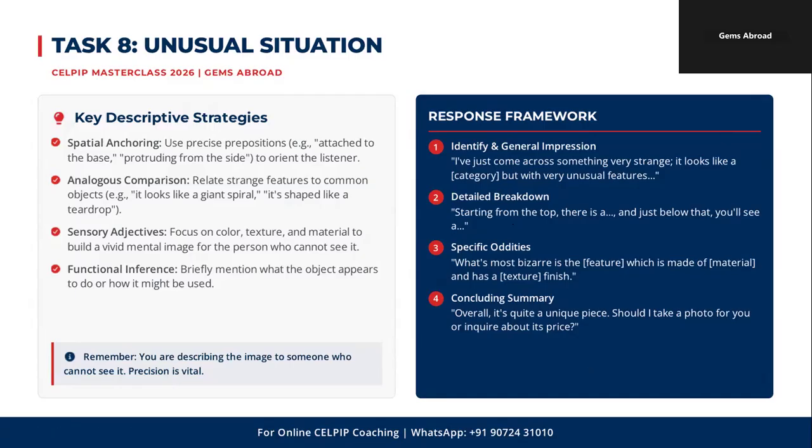Use sensory adjectives for color, texture, and material. Finally, explain what makes the object unusual. Okay? The important point is you are describing the image to someone who cannot see it. Therefore, don't assume the listener can understand what you mean. Okay, this is about the task page.